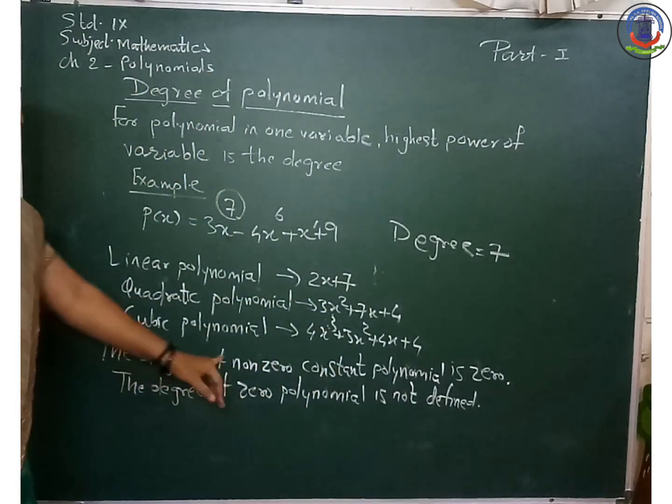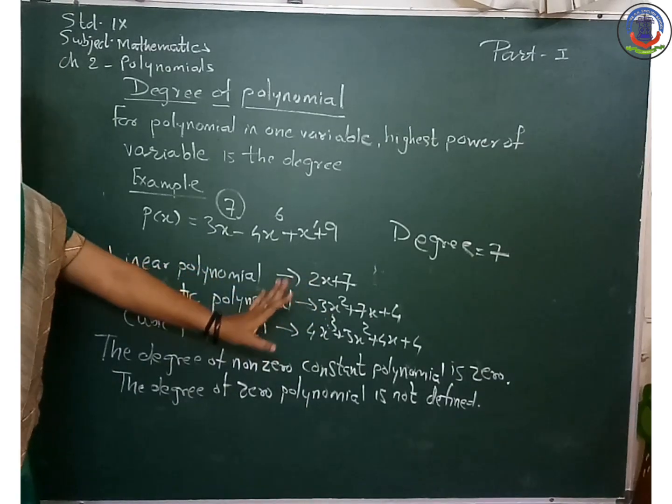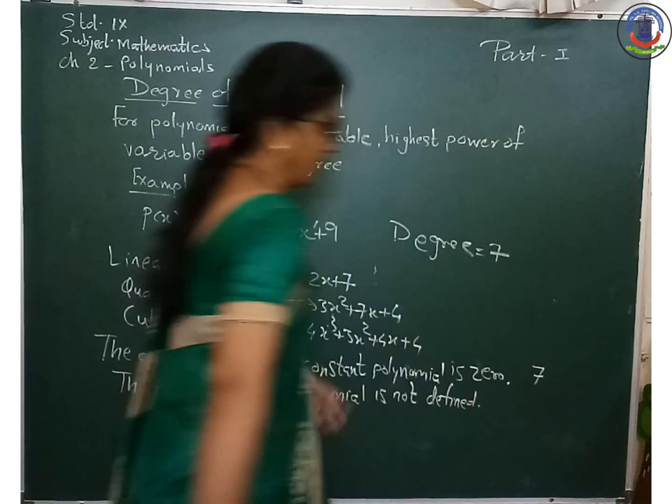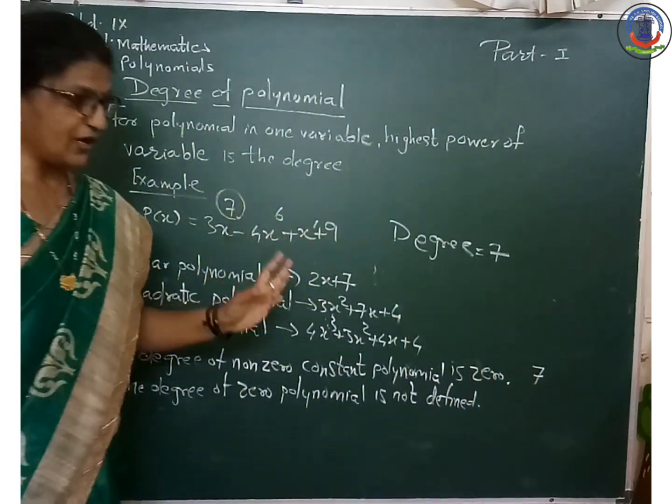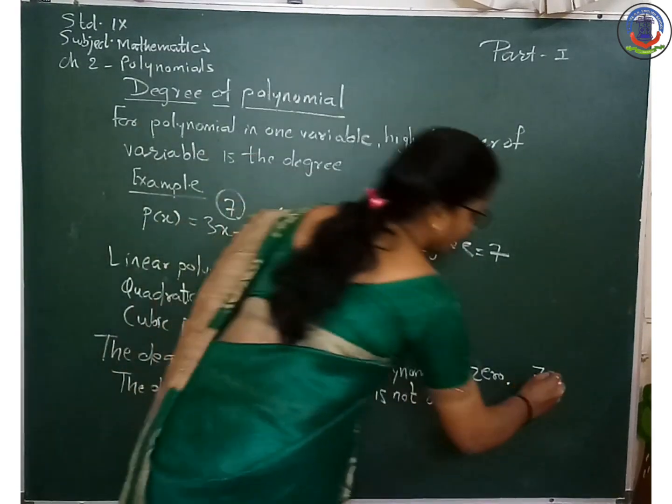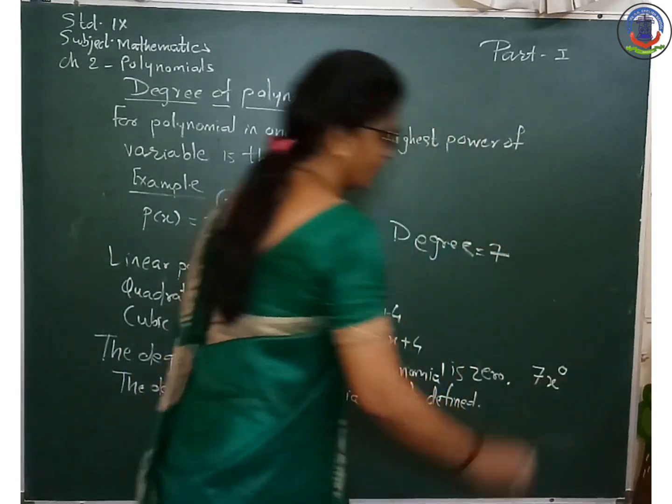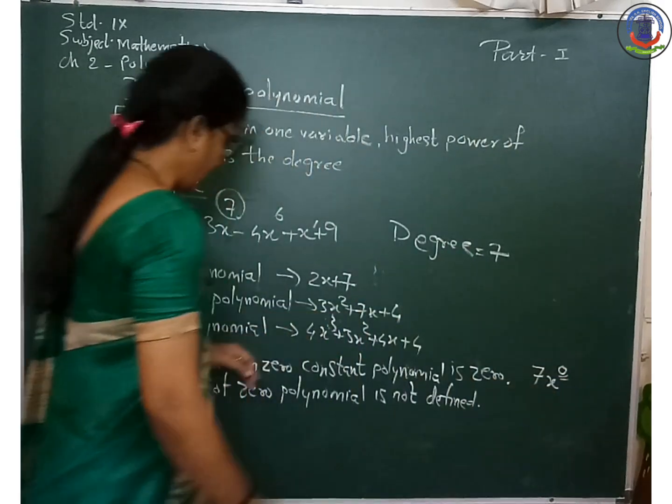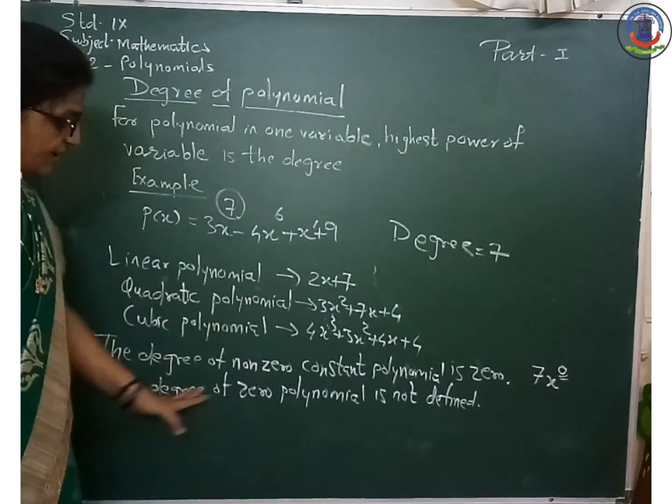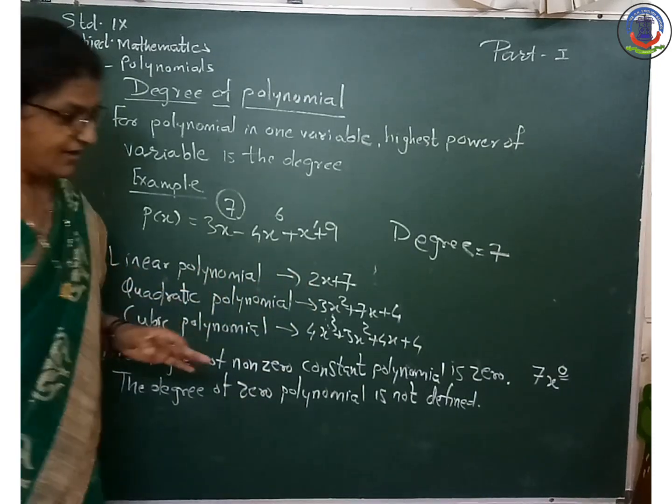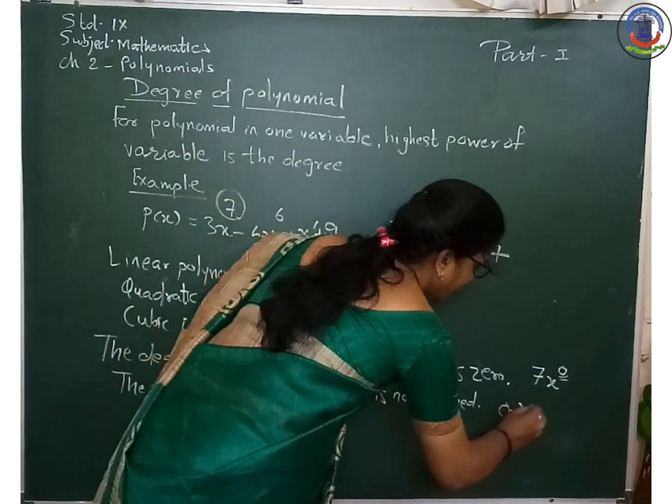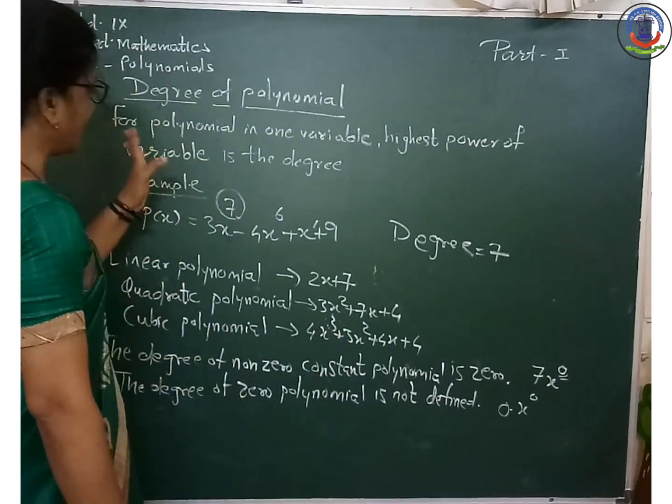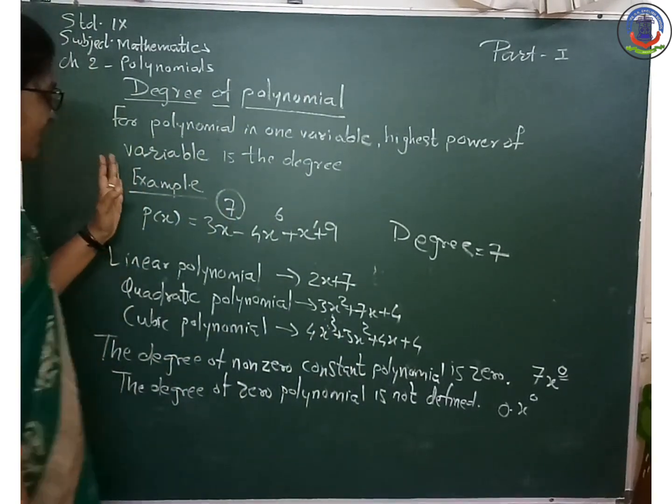Now the degree of a non-zero constant polynomial is 0. For example, only one number is given. Let it be 7. Only this is the polynomial. 7 is also a polynomial. It is a constant, so we can write it in the form 7x raised to 0. So the power of this x is 0, and the degree of this polynomial is 0. And the degree of the zero polynomial is not defined. 0 multiplied by x raised to 0 is not defined.